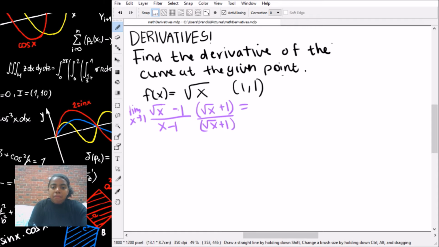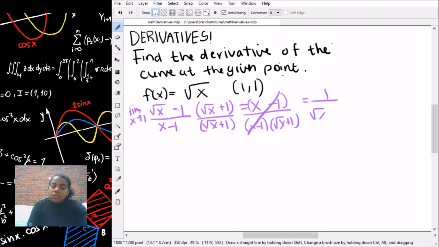Using the conjugate, you would just get x minus 1 over x minus 1 times root x plus 1. Then these two would cancel, which would give you 1 over x plus 1. And the limit as x is going to 1 would be 1 over 2. And wow, that's your answer.